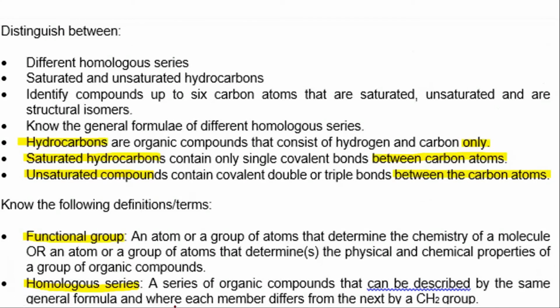You see, homologous series, it's a series. Number one, you have to start it there. It's a series. And if this word is omitted, my dear learners, you are going to lose all the 2 marks. It's a series of organic compounds. Remember, you don't just say it's a series of compounds. It is a series of organic compounds. So those are keywords. And we saw that they can be described by the same general formula, and where each member differs from the next by a CH2 group. Are we together?